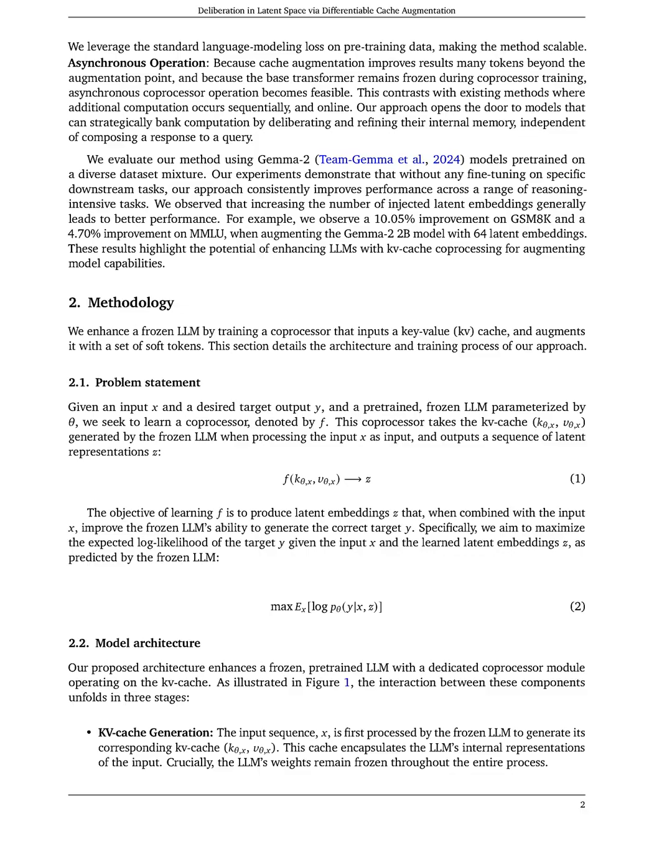The proposed method enhances a frozen large language model, LLM, by introducing a coprocessor that operates on the key value, KV cache, generated by the LLM. The process unfolds in three main stages. 1. KV cache generation. The input sequence, X, is processed by the frozen LLM to create its KV cache, which contains internal representations of the input while keeping the LLM's weights unchanged.